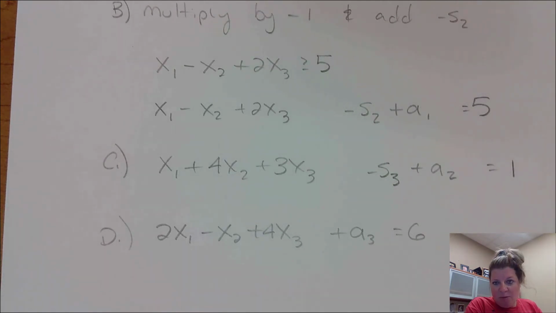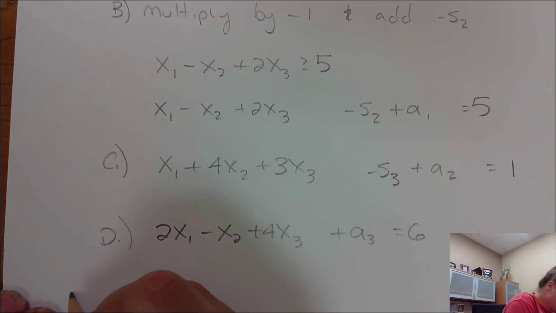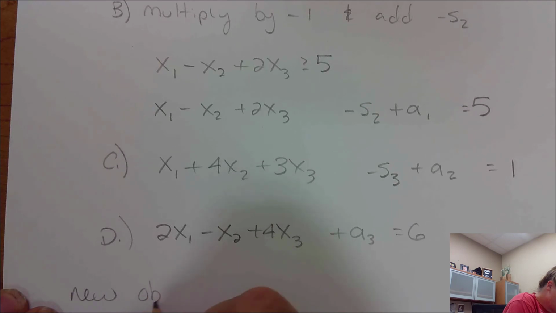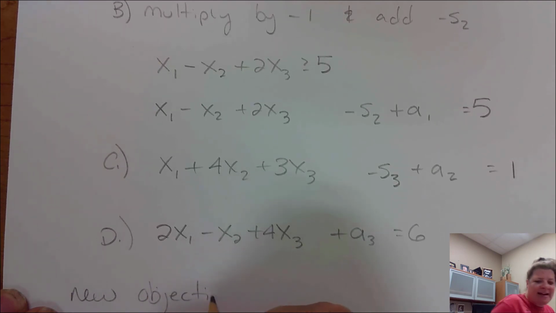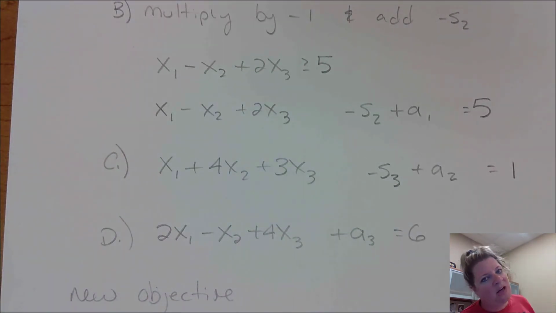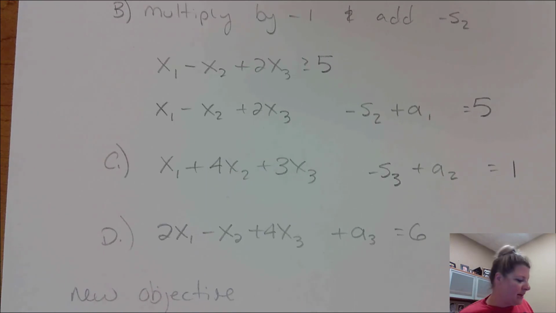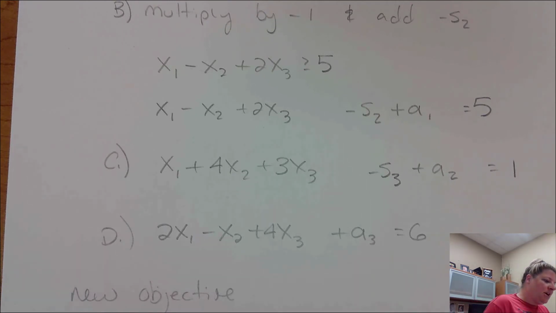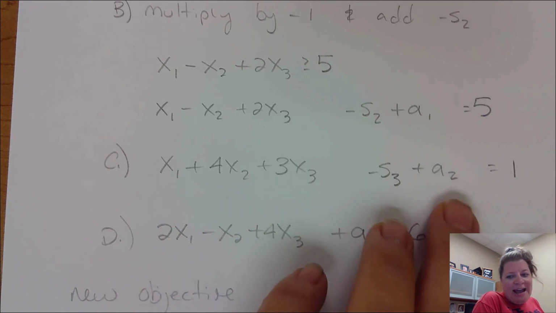All right, so what will our new objective function be? I am in no way solving this. We just wanted to look at the different ways that these constraints could go. So if you have a negative, you multiply by a negative, and then you end up with a negative artificial. If it's going the wrong way, you have a negative artificial and an A.